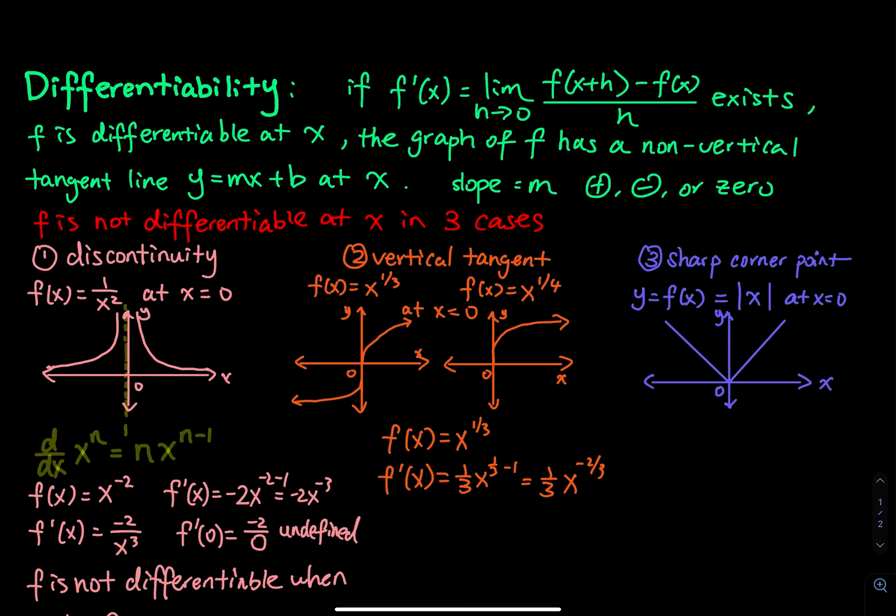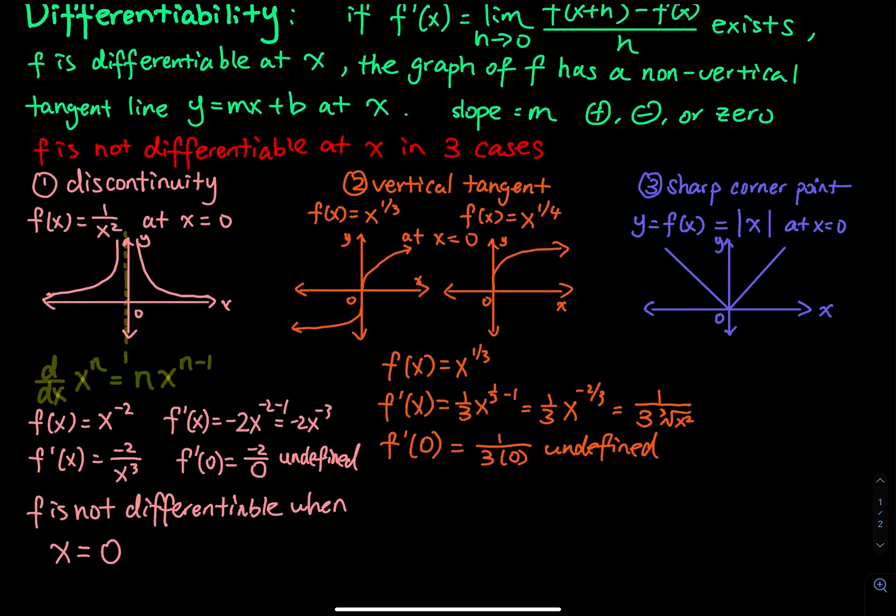So what is this? This is 1 divided by 3 times the cube root of x squared in the denominator. So when x equals 0, f prime of 0, you have 1 divided by 3 times 0, which is undefined. Right? So that means the function is not differentiable when x equals 0.